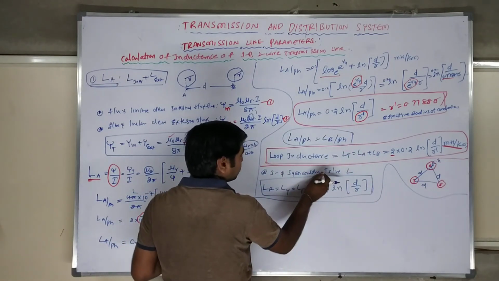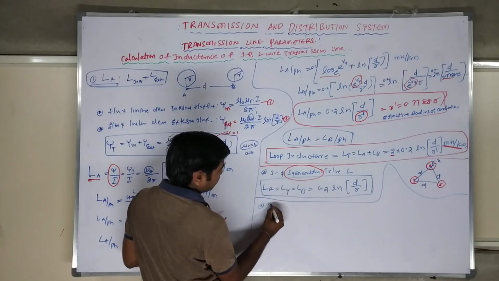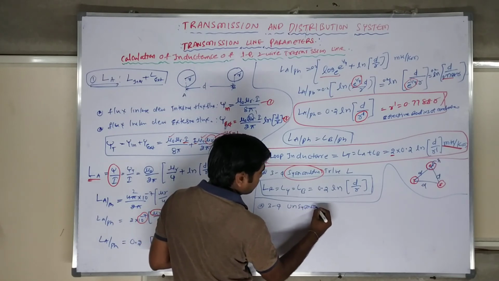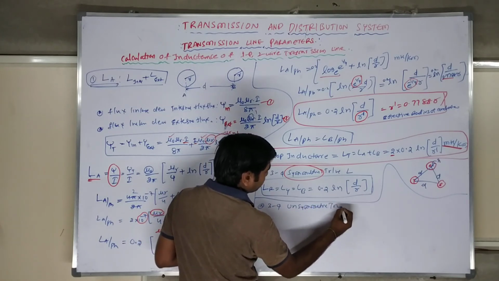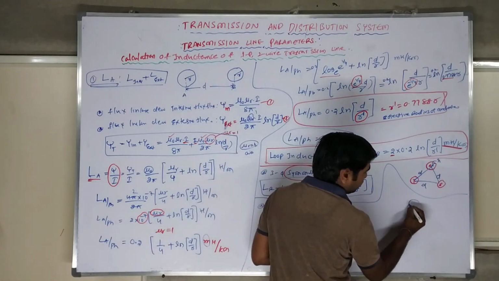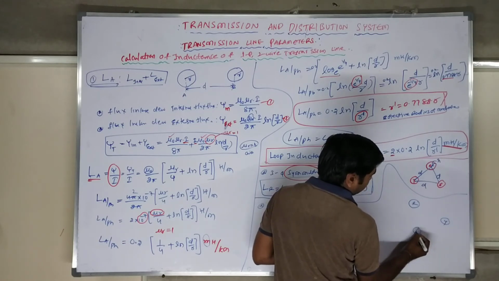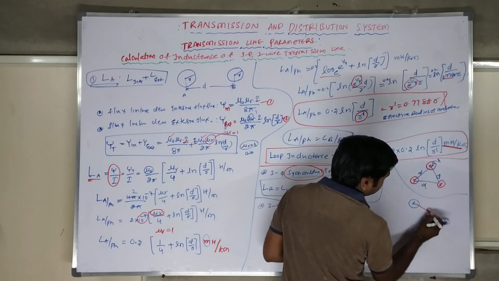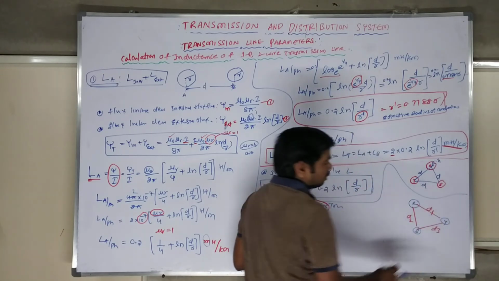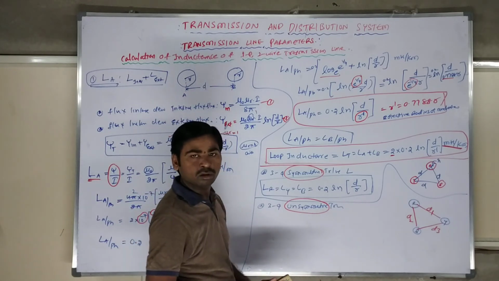Second, this was a symmetrical line. Now a three-phase unsymmetrical transmission line. An unsymmetrical transmission line means the distances are different. Let us take R phase, Y phase and B phase with distances D1, D2, D3. Now here the inductances of R, Y and B are all different.